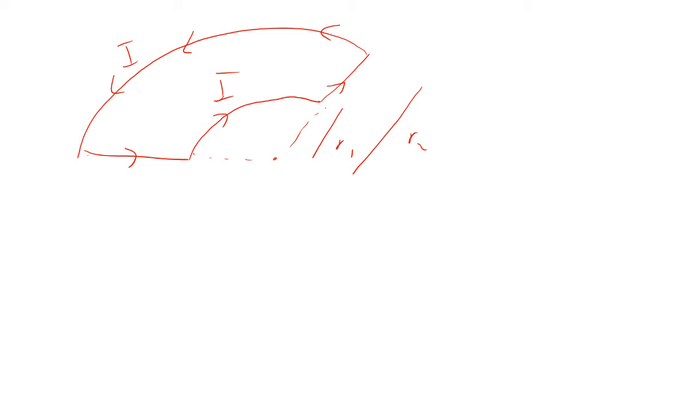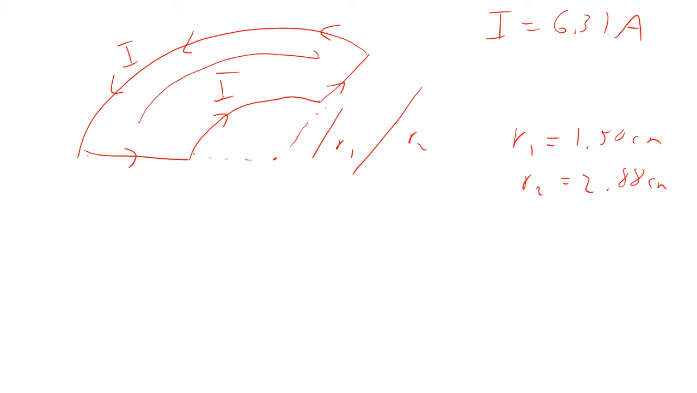So let me give you parameters here. Let's say the current is going to be 6.31 amps. Let's say that R1 is going to be 1.5 centimeters. R2 is going to be equal to 2.88 centimeters. And the other thing you need to know is what is this angle right here. So let's say the angle is going to be 150 degrees. Okay, and so I want to know what is the magnetic field at the point there, at the center of curvature of those arcs.